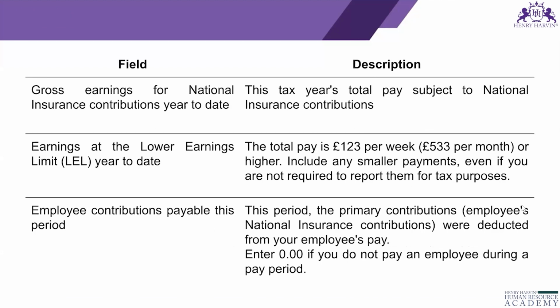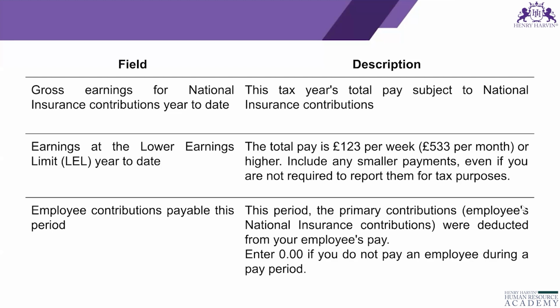Gross earnings for national insurance contributions year to date. This will be the year to date value. Then this is the total value that we have seen. Now earnings at lower earning limit year to date. So here, for all employees, if they have more than LEL, the standard LEL amount will be mentioned here.